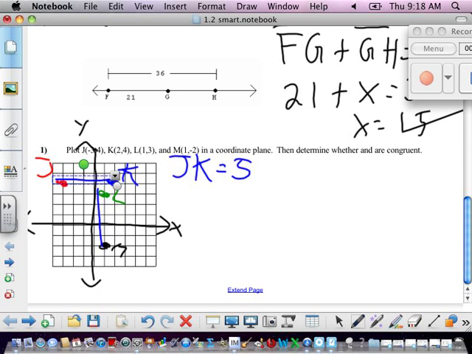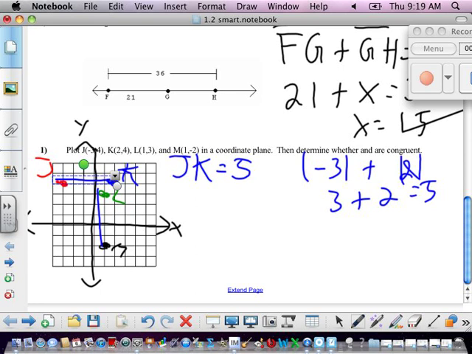Okay, another way to do that is I know it's horizontal, so I can just look at the x's. I'm going from J, which is -3, to K, which is 2. What is the absolute value of -3? 3. It always comes out positive. Absolute value of 2 is? 2, so I know the distance is 5. Okay, so one I'm counting, the other one I'm just solving numerically.